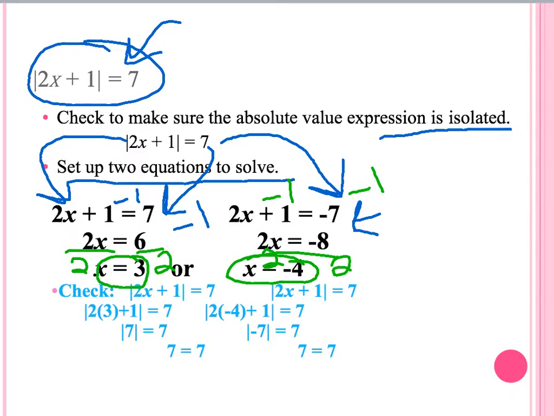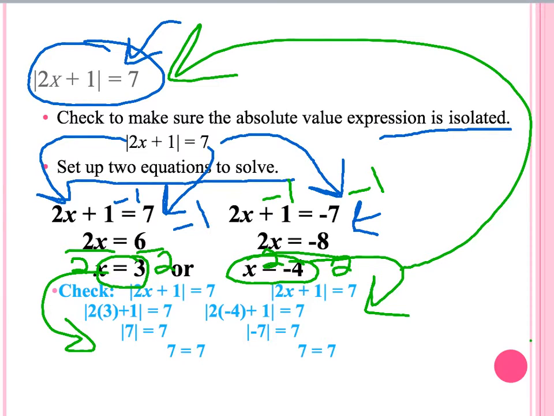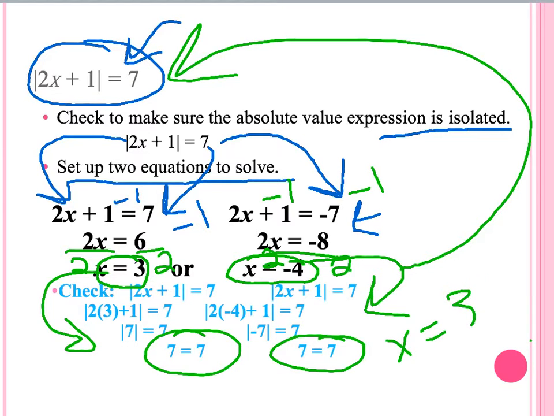Remember, our last step is to plug both of these into our starting equation. Our answers check out, and we know that our solutions are correct. So our solutions would be 3 and negative 4. They can also be written in brackets.